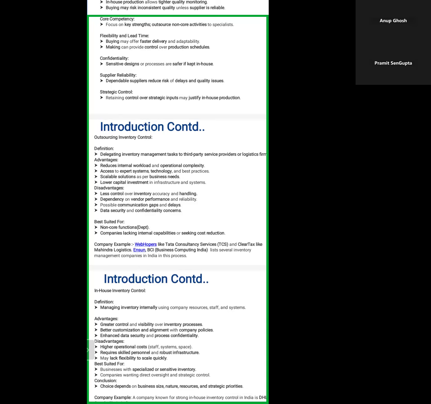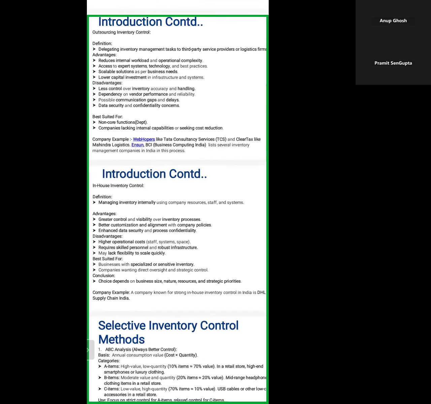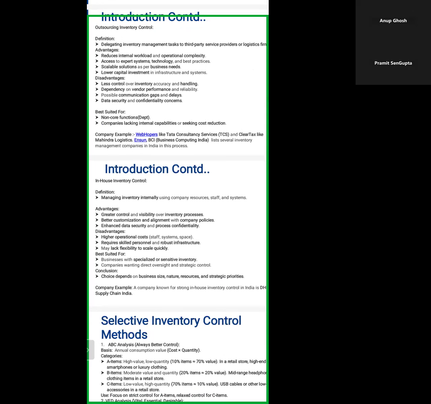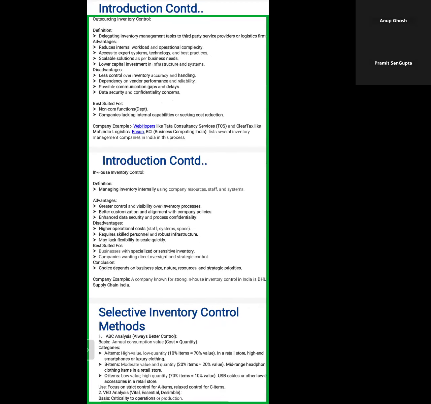This was all about outsourcing ins and outs, that is, advantages and disadvantages of the inventory control method for a manufacturing company primarily. Now, if you move down, there is another side, which is in-house inventory control. Let us go through the definition part first, and then we'll talk about the advantages and examples. It talks about managing inventory internally using company resources, staff, and systems. Now, for example, I've mentioned here DHL Supply Chain India, this chain of logistics.